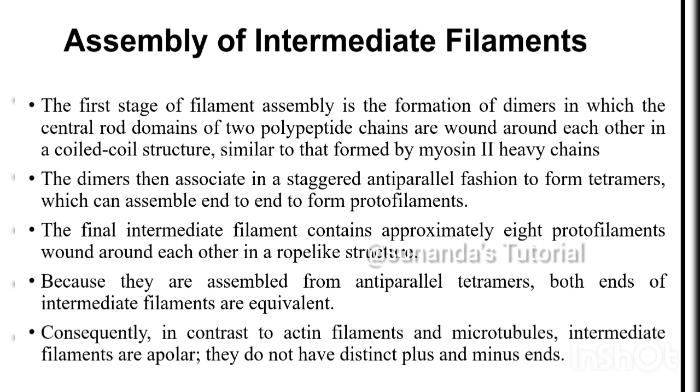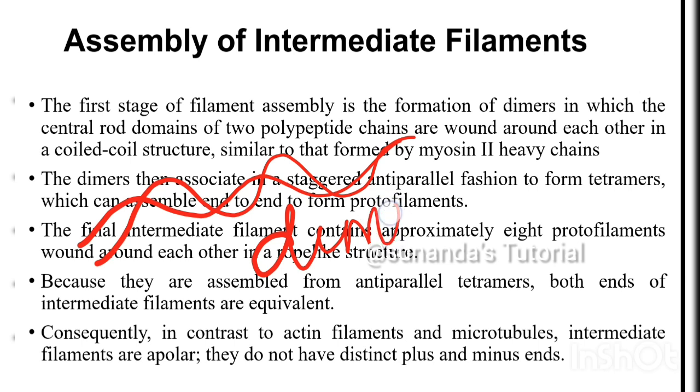The first stage of assembly is the formation of a dimer, in which the central rod domains of two polypeptide chains are wound around each other in a coil structure similar to that formed by myosin II heavy chains. So at first, two chains like this form a dimer. Two monomers associate with each other to form a dimer.